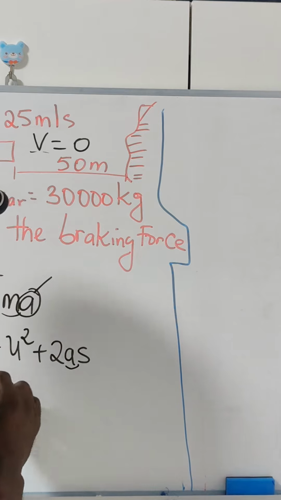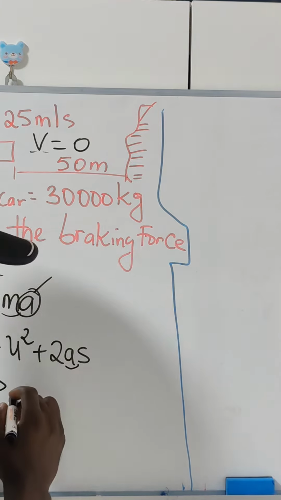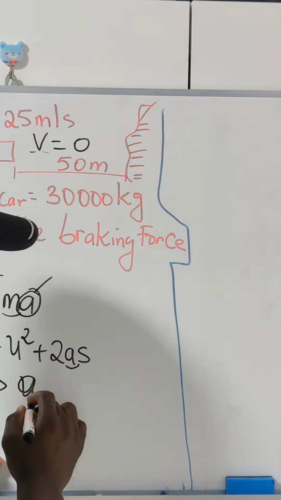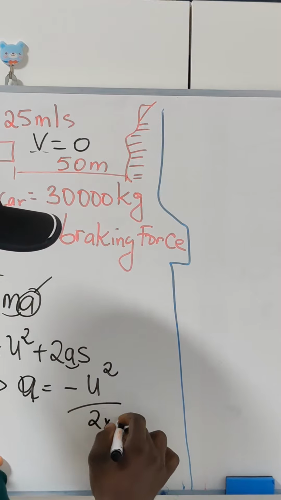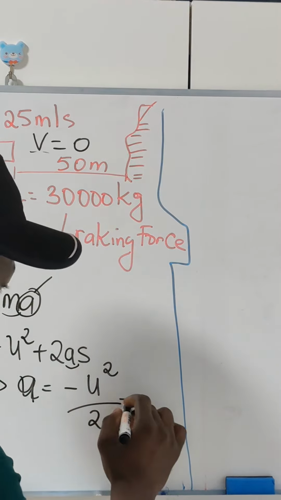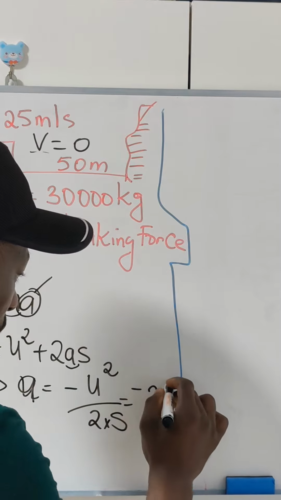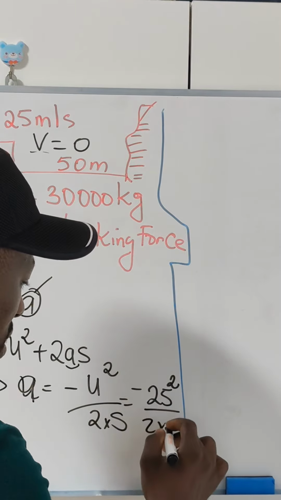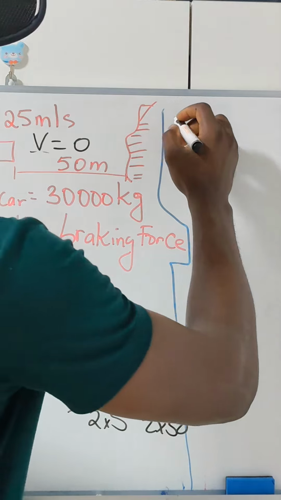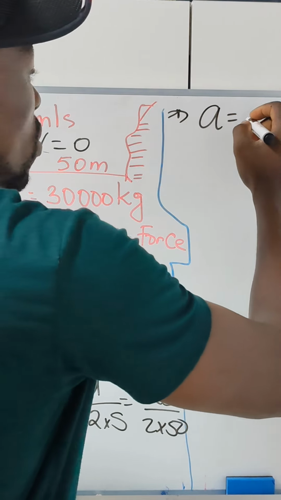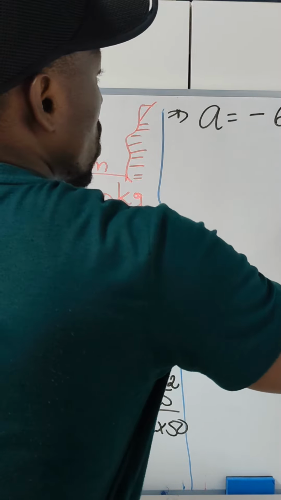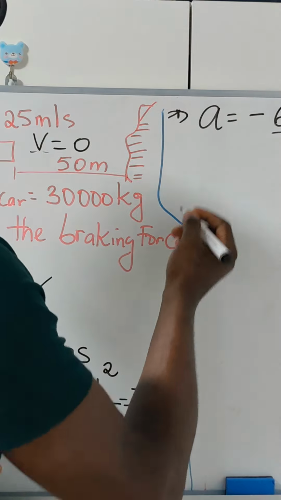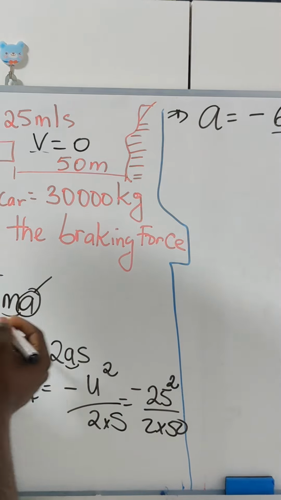And if you make a the subject of this formula, taking into account that v is already 0, then we will have that a is going to be equal to negative of u squared divided by 2 times s, the distance. Now numerically, we will have negative 25 all squared divided by 2 times 50. And if you currently punch this in your calculators, you have that a will be equal to negative 6.25 meters per second squared, because it's an acceleration. Now we have what we need to complete this formula.